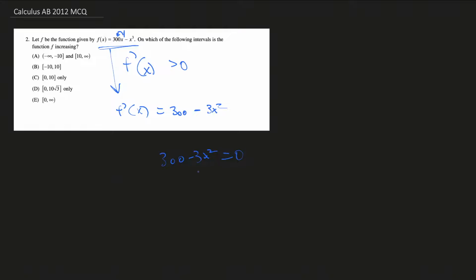This would then mean if I divide by 3 all across, I get 100 minus x squared needs to equal 0. And because this is a difference of squares, you can say this is x minus 10 and x plus 10 is equal to 0. Solving for this gives us x could either equal 10 or negative 10. And I like to draw a number line to figure out where they are either increasing or decreasing. So these are our critical points, negative 10 and positive 10.